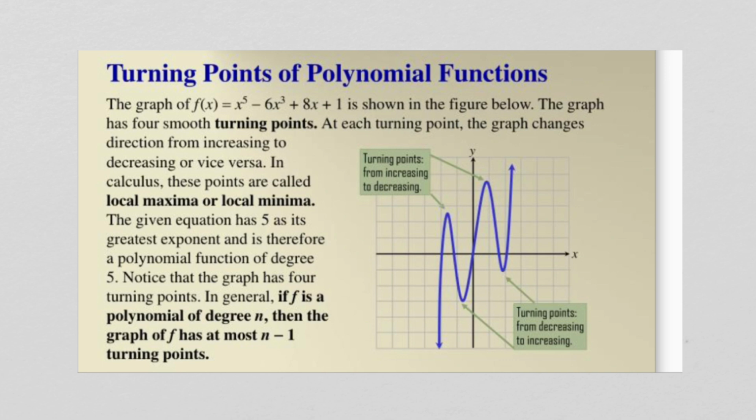Turning points are basically maxes and mins, where the graph turns from decreasing to increasing or increasing to decreasing. In this graph, x to the 5th minus 6x cubed plus 8x plus 1, this graph has 4 smooth turning points. Each of the turning points changes the graph from the direction of increasing to decreasing or vice versa. In calculus, these points are called local maximum or local minimum.